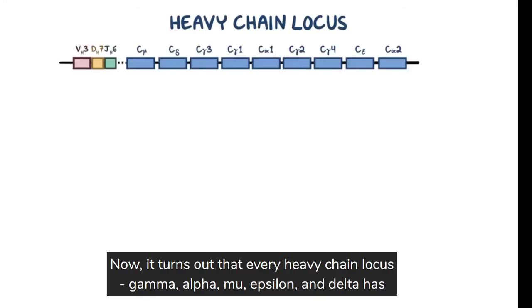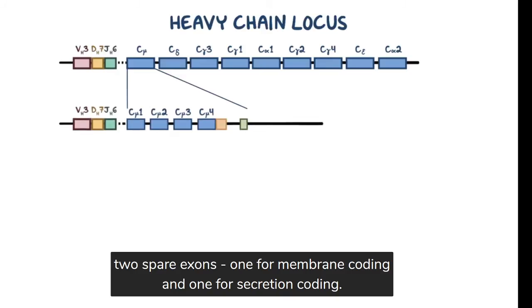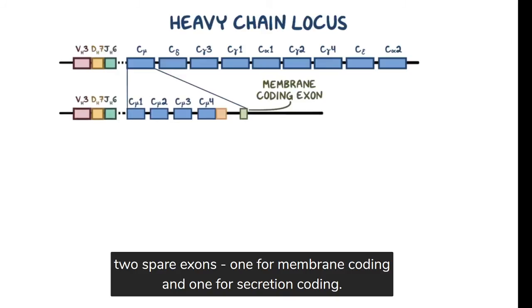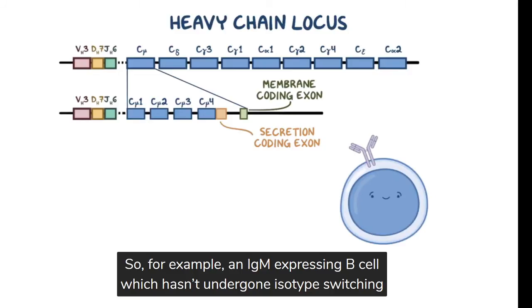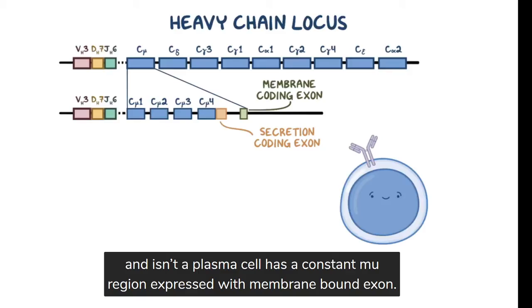Now, it turns out that every heavy chain locus, gamma, alpha, mu, epsilon, and delta, has 2 spare exons, one for membrane coding and one for secretion coding. So, for example, an IgM-expressing B cell, which hasn't undergone isotype switching and isn't a plasma cell, has a constant mu region expressed with membrane-bound exon.